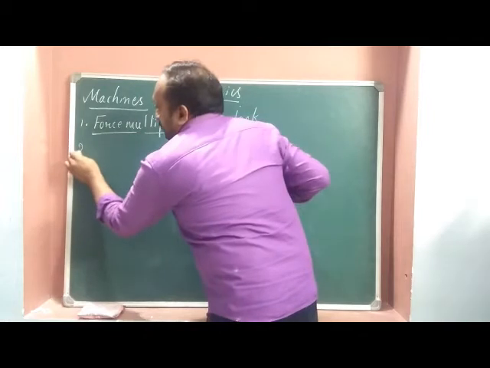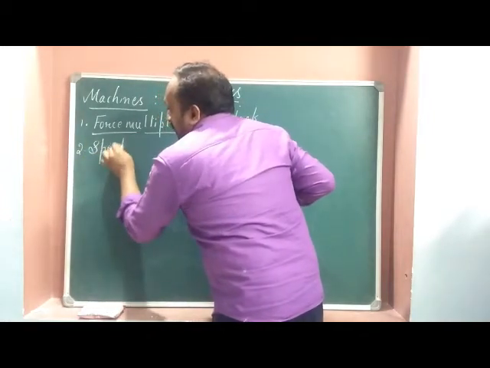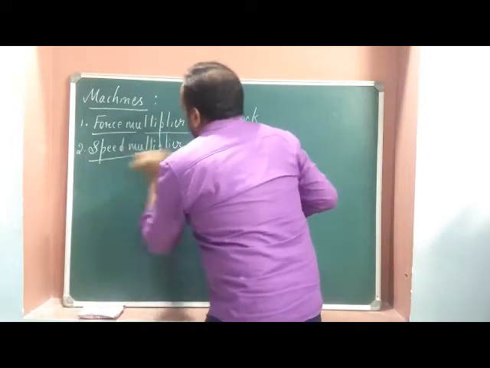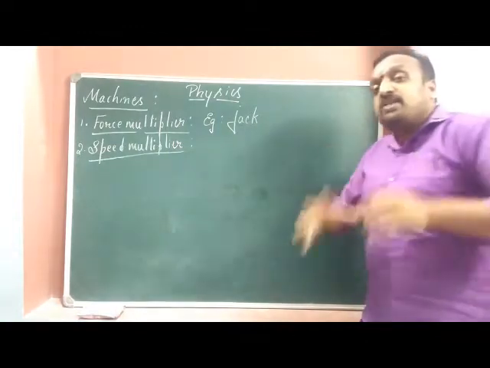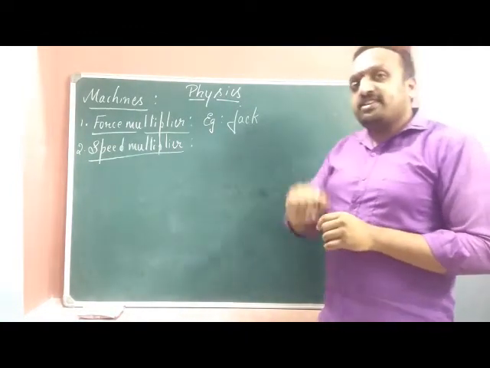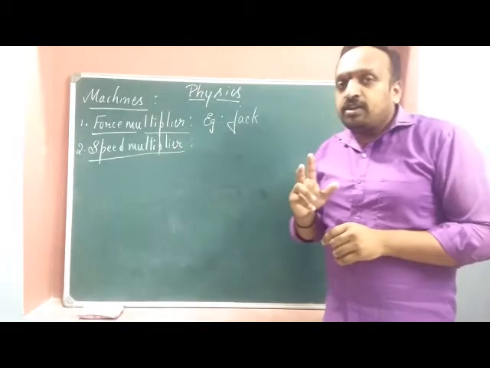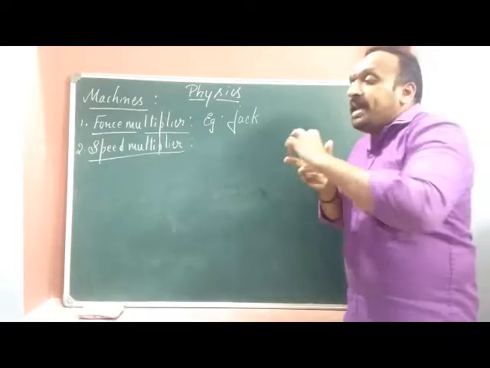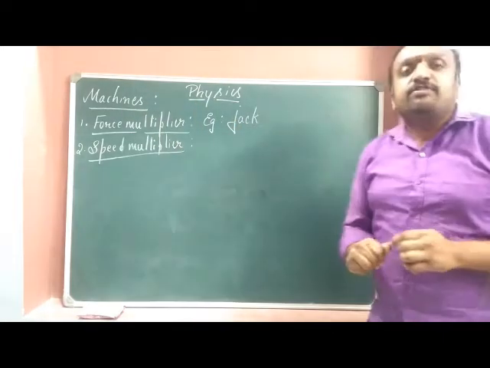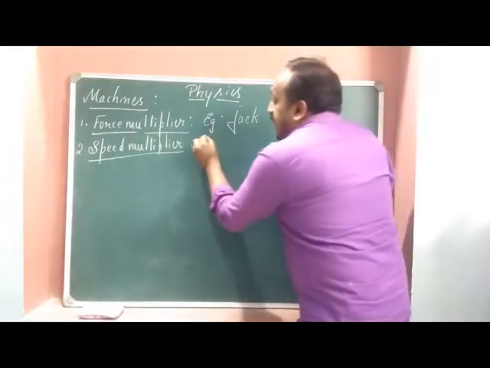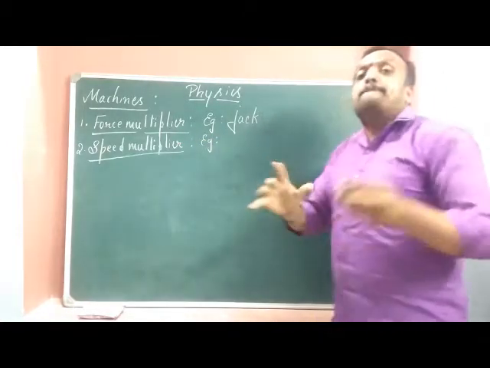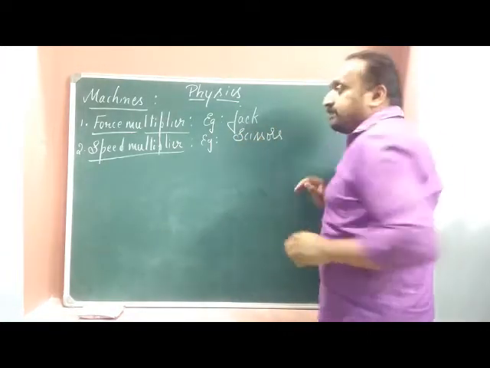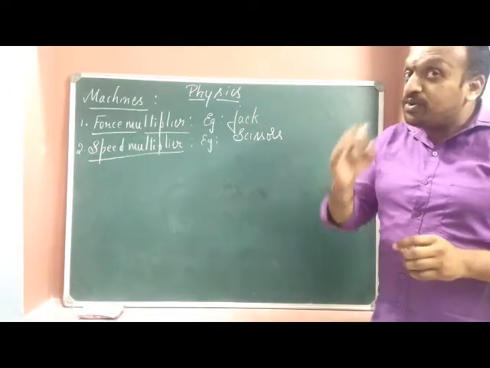Second one, speed multiplier. So, where can we observe this speed multiplier? Scissors. If you want to cut a cloth, a small movement in the handle of the scissors makes the blades cut a maximum part of the cloth. So that can be considered as speed multiplier. Example is scissors. Clear?